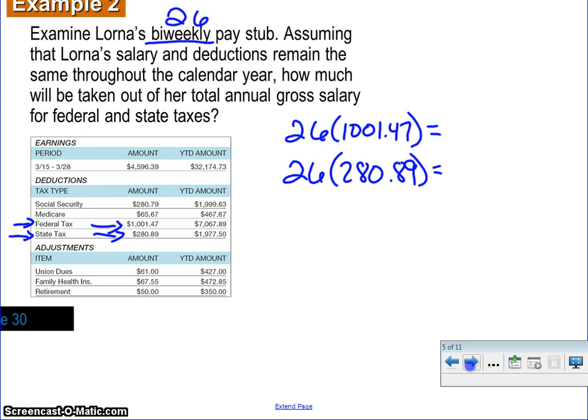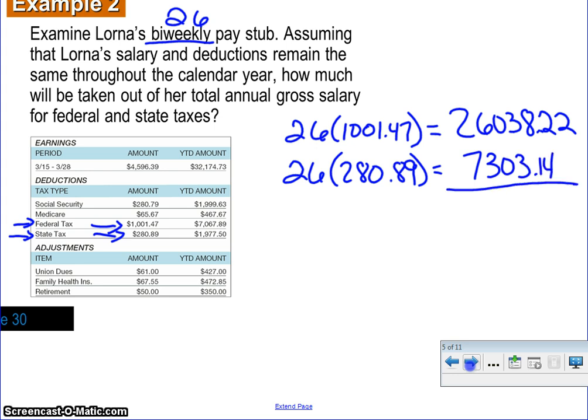So in 1 year, she will pay $26,038.22 in federal taxes, and she will pay $7,303.14 in state taxes. When I add these together, total taxes paid will be $33,341.36.